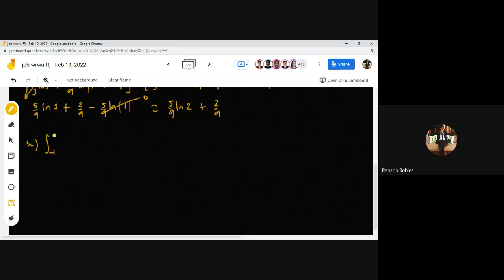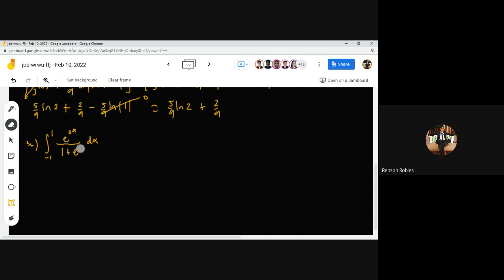Negative 1. Yeah. Let me write the expression first. Kung pwede. Pwede ba? e to the 2x all over 1 plus e to the x dx, evaluated from negative 1 to 1. Yeah, that would be the last. Pwede ba? Yeah, I think so.